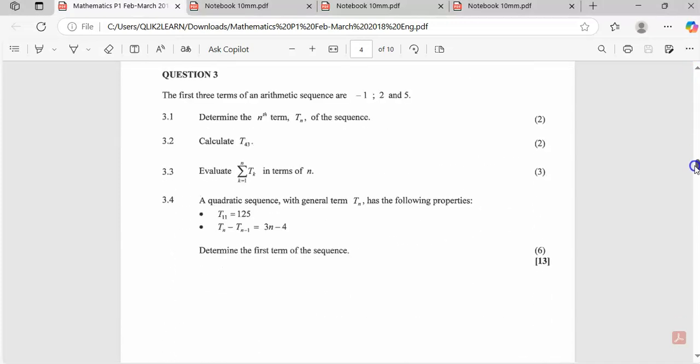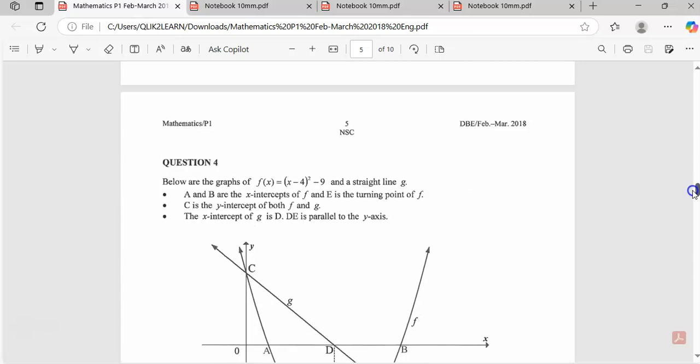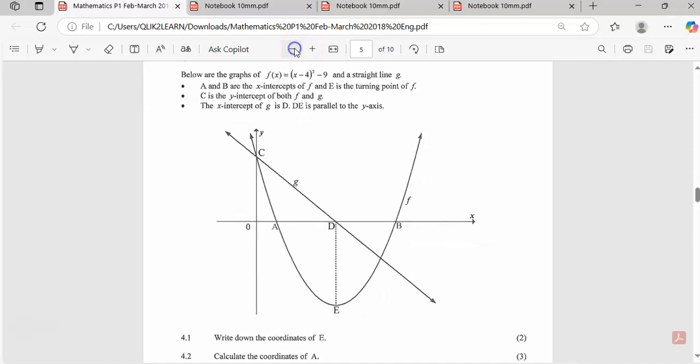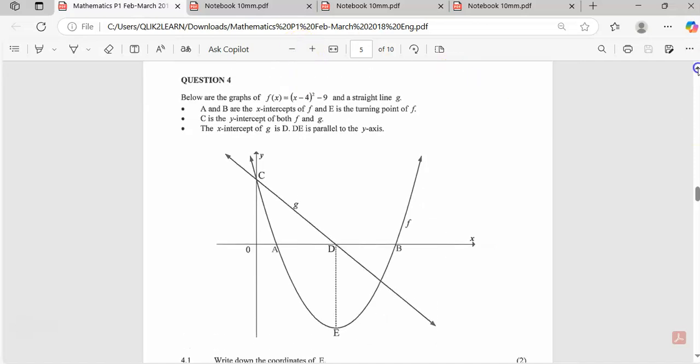Okay, let's do question 3. Let's do question 4. I'm just going to make sure you read the statement and you understand the statement.